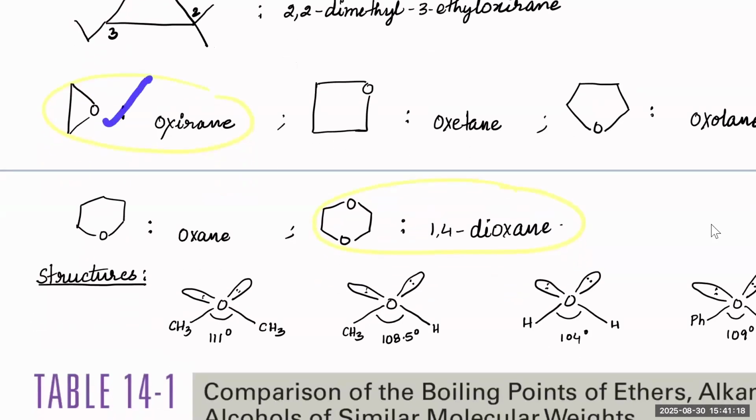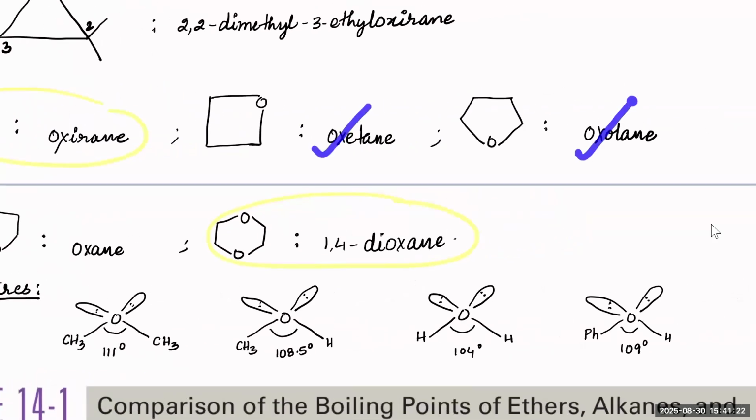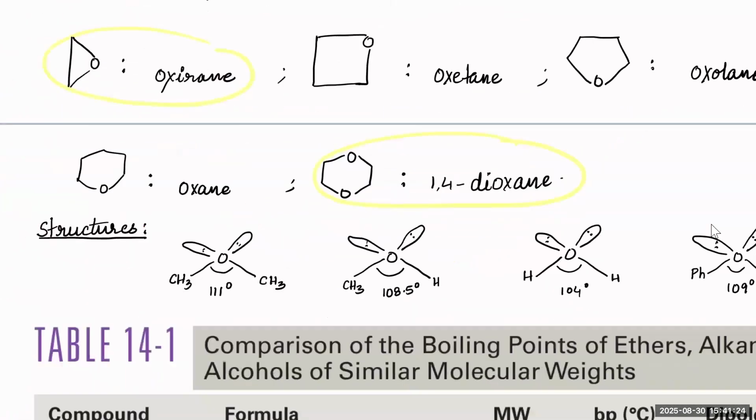Just like 3-membered ring is oxirane, 4-membered ring is oxetane, 5-membered ring is oxolane, 6-membered ring is oxane. Usually this one and this one are more commonly used and asked. This is called 1,4-dioxane because this is also a 6-membered ring, but it has 1, 2, 3, 4. At 1 and 4 position we have oxygen. That's why we call it 1,4-dioxane.